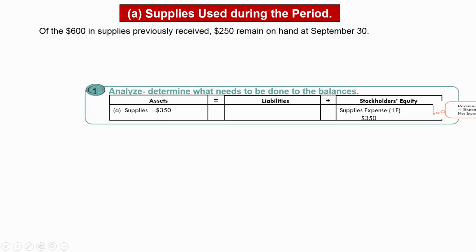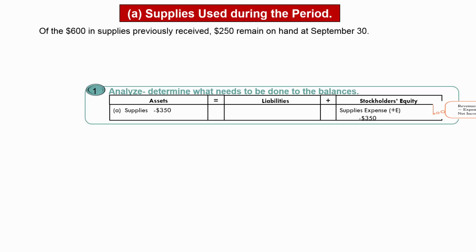When we analyze this and think about it in our balances, we realize that, again, this goes back to thinking about this is the debit side, these are the credit sides. We need to reduce supplies by $350, and we need to show an expense, which is here, plus E, meaning show an expense of $350.